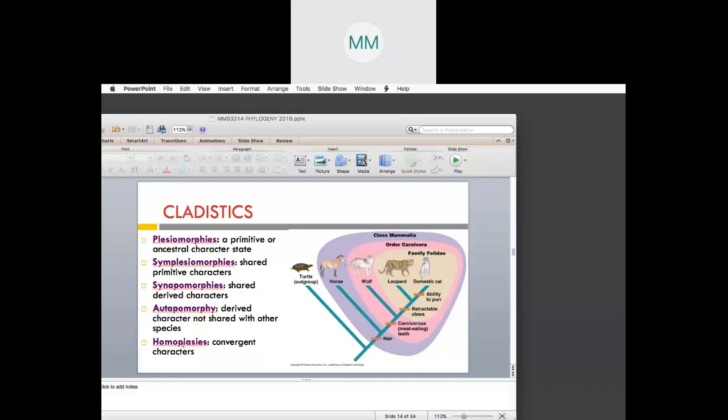Okay, another one. Can you give me an example of a homoplasy for marine organisms? Any ideas? Fish and whale? Clever! Very good. So in what sense, fish and whale?